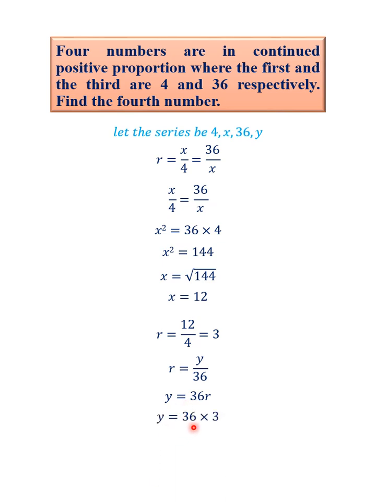So that y equals 36 times 3. 36 times 3 is definitely 108. So the value of y is 108. y is the fourth term. So we have successfully found the fourth number as the question has requested. And that is the answer to the question.